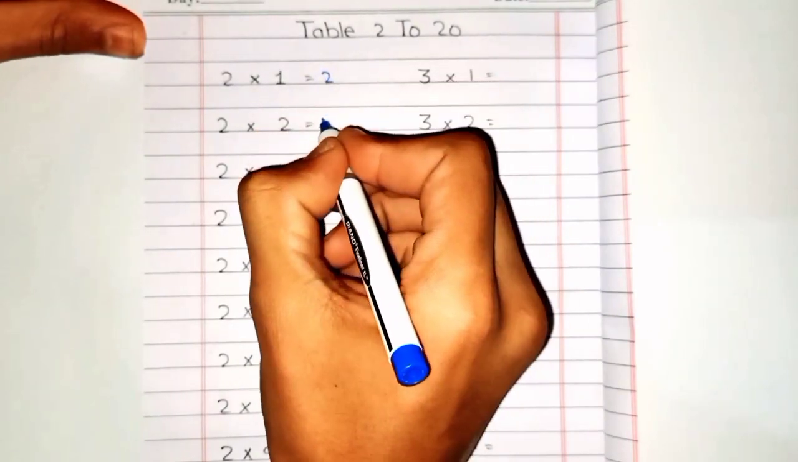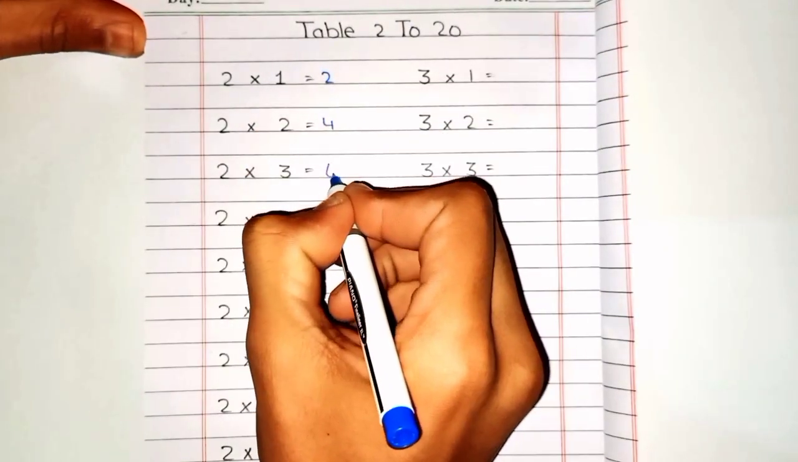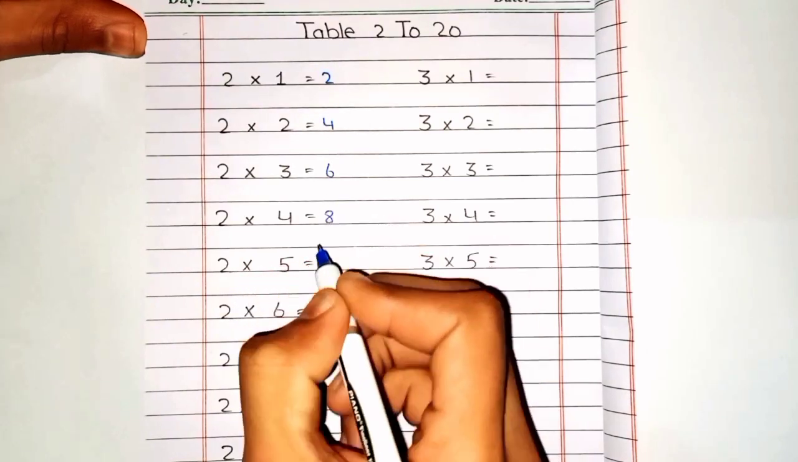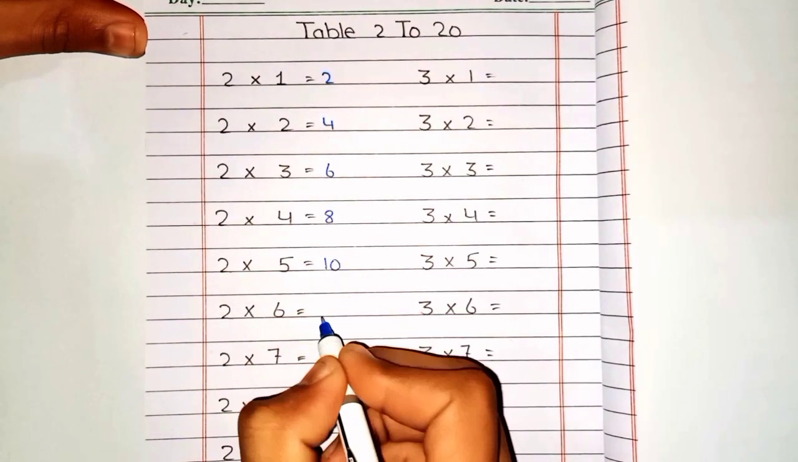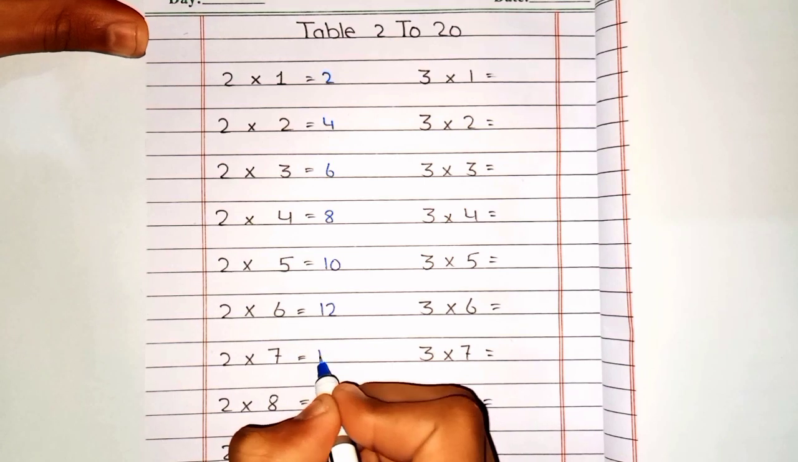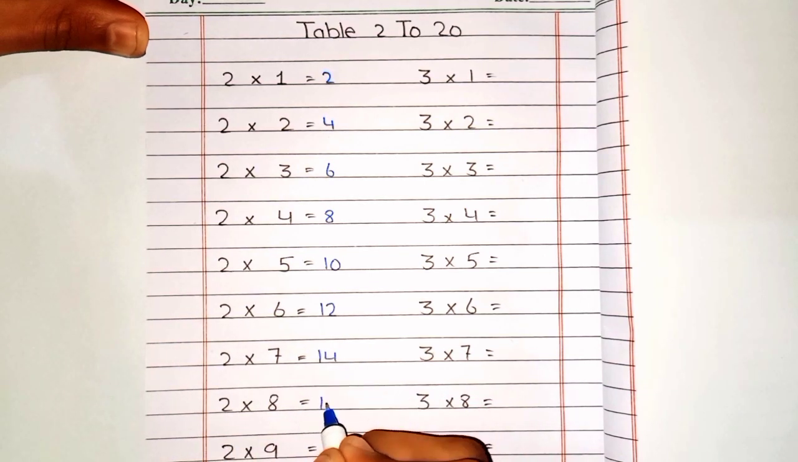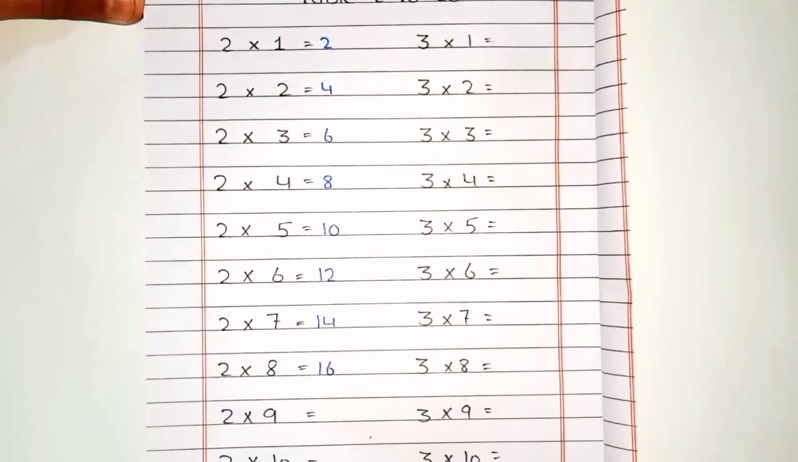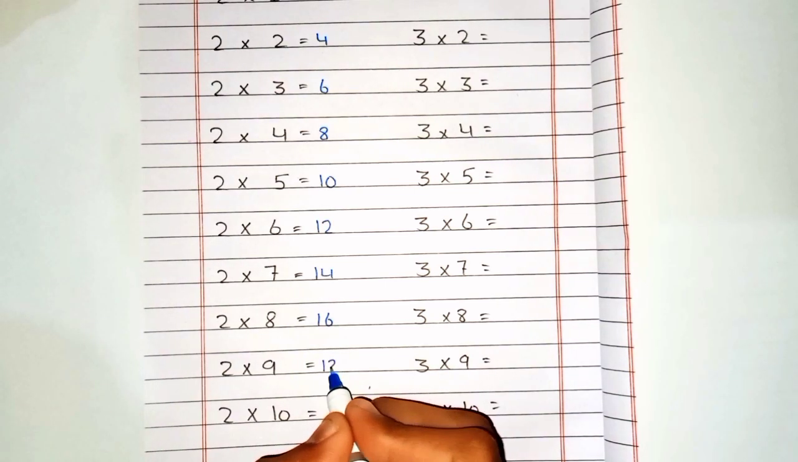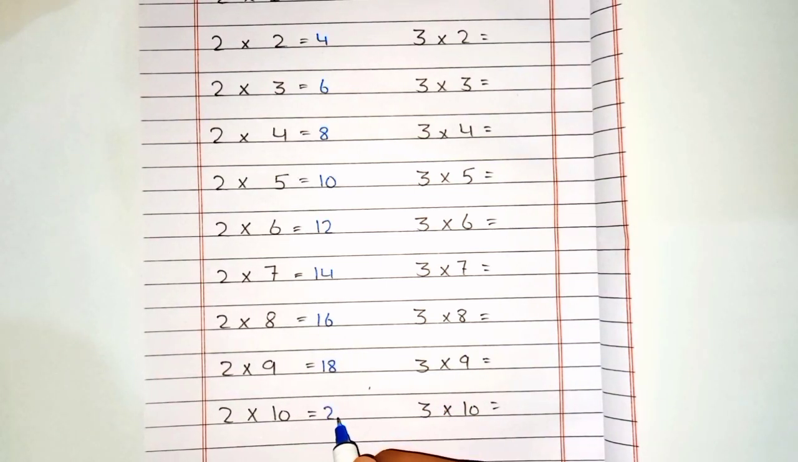Table of 2 to 20. 2 ones are 2, 2 twos are 4, 2 threes are 6, 2 fours are 8, 2 fives are 10, 2 sixes are 12, 2 sevens are 14, 2 eights are 16, 2 nines are 18, 2 tens are 20.